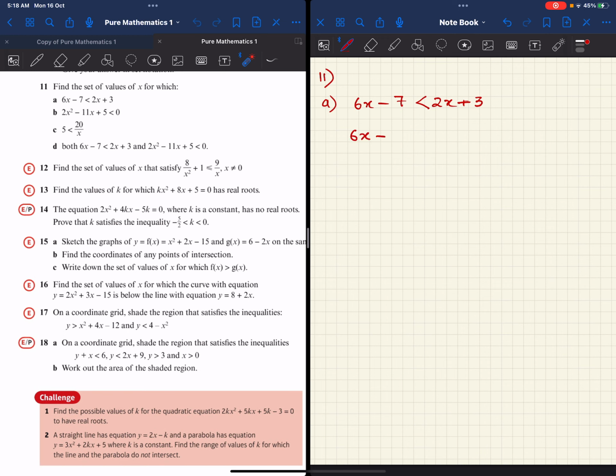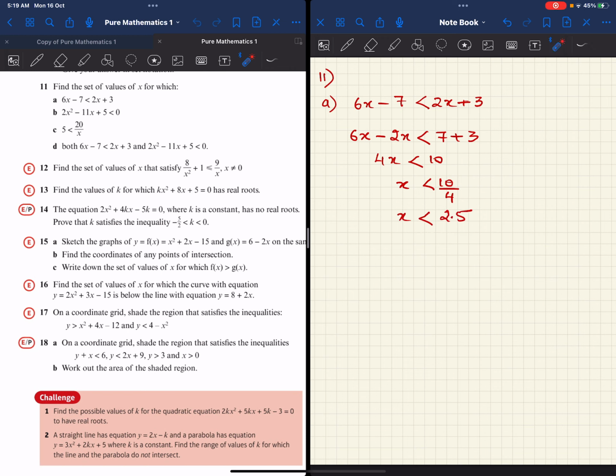We have 6x minus 2x is less than the negative 7 goes to the other side and becomes positive 7 plus 3. 6 minus 2 is 4x. 7 plus 3 is 10. Therefore, x is less than 10 divided by 4. Therefore, x is less than 2.5.